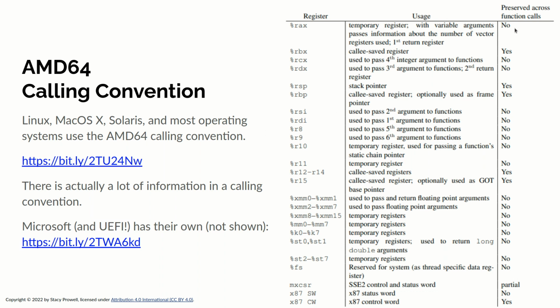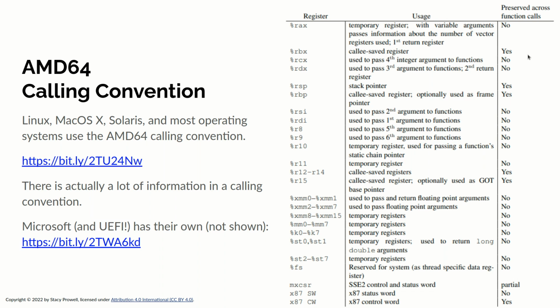So over here we have an important column. This tells me, do I need to, or am I expected to, preserve this value across a function call? So I'm writing some code. You call my code. Can I just use RAX and not worry about what happens? Yes, I can, because it's not preserved. What about RBX? No, I can't. It has to be preserved.